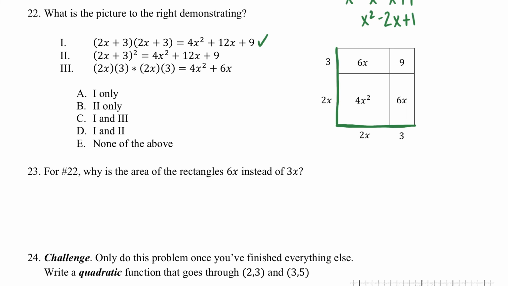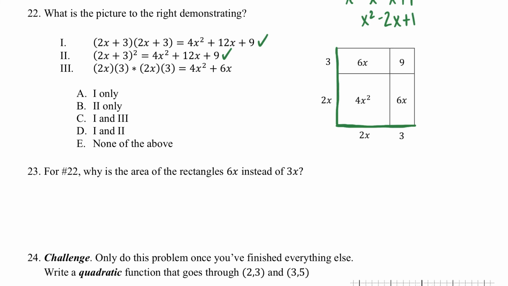The only difference between the first Roman numeral and the second Roman numeral is that instead of doing 2x plus 3 times 2x plus 3, they wrote 2x plus 3 squared, which is literally the same thing. What does it mean to square something? It means you multiply it by itself. So if you take 2x plus 3 and multiply it by itself, we literally have 2x plus 3 squared. That's what it means to square something. You get the same thing. So this one's legit. That works.